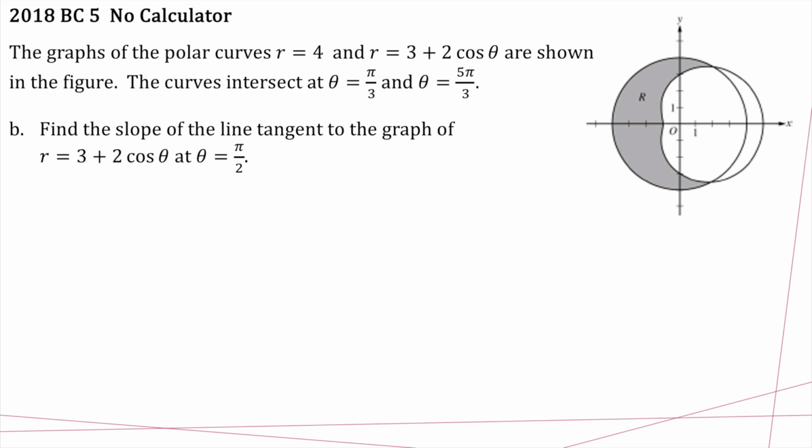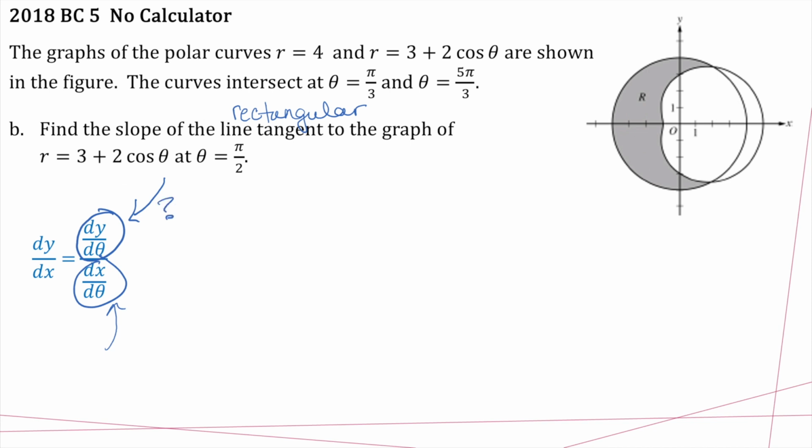Find the slope of the line tangent to the graph of r equals 3 plus 2 cosine theta at theta equals pi over 2. Now notice, the line tangent, we are now introducing a rectangular form. So the line is going to pop out of polar and into rectangular form. In order to find the slope of that, we have to take dy d theta over dx d theta. But what's y and what's x?